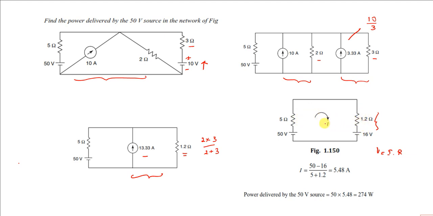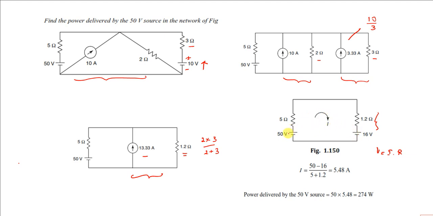So now we got a simple closed loop circuit. In this we have on the left side 50 volts, on the right side 16 volts, because this current source is converted into a voltage source. Now we have to find the current. What is the current here? Take the potential difference. Here 50 volts is there, here 16 volts is there. Current always flows from higher potential to lower potential, so the current will flow from 50 volts to 16 volts.